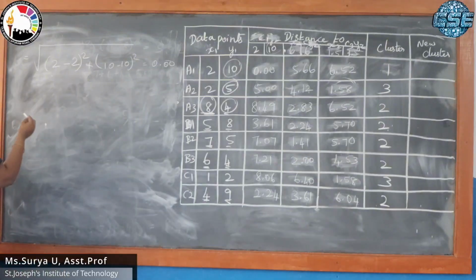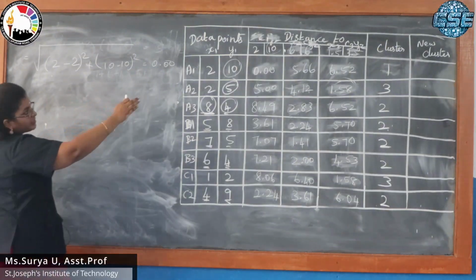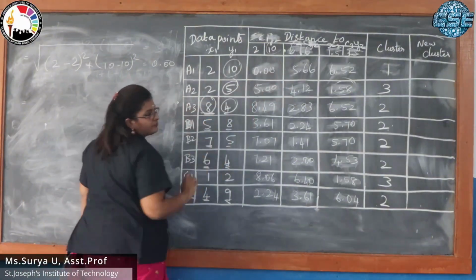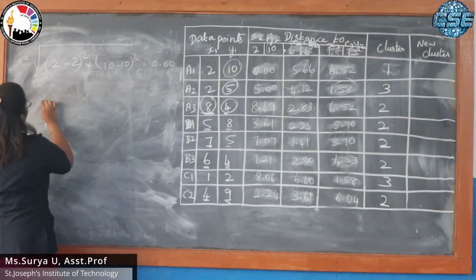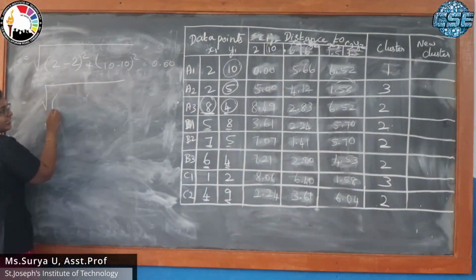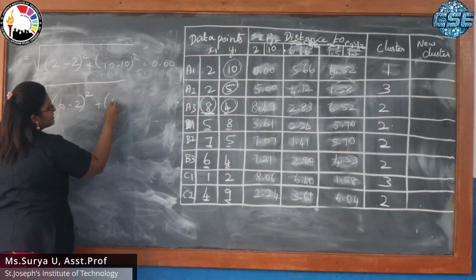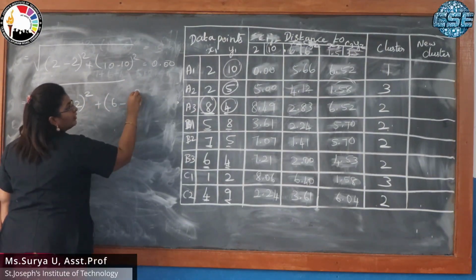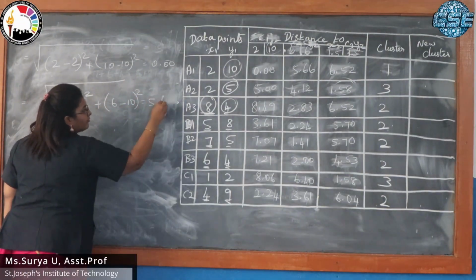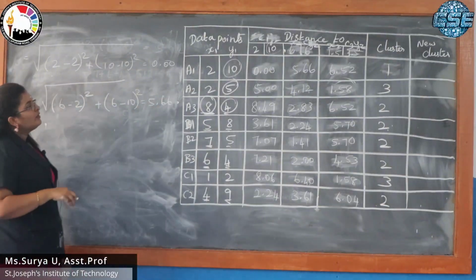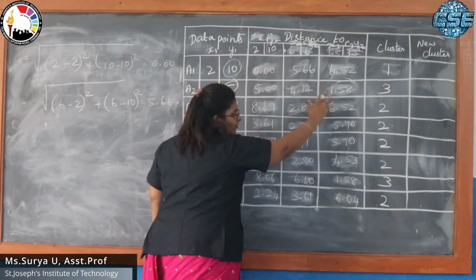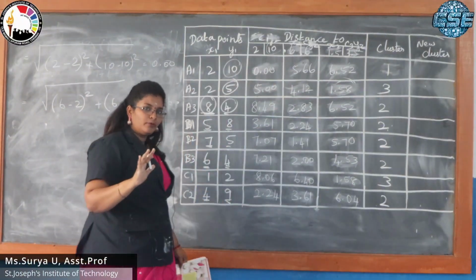Okay. So if you are moving on to the next, I'm telling this first one alone. So what I have to do? You have to write x2. So (6 minus 2) the whole square plus again (6 minus 10) the whole square. So you will be getting the answer 5.6. So the same way you have to find all these values. This will be over.